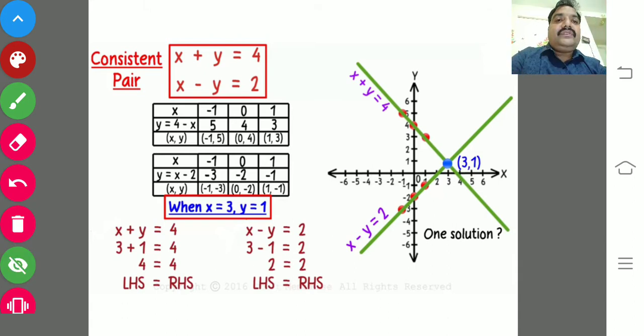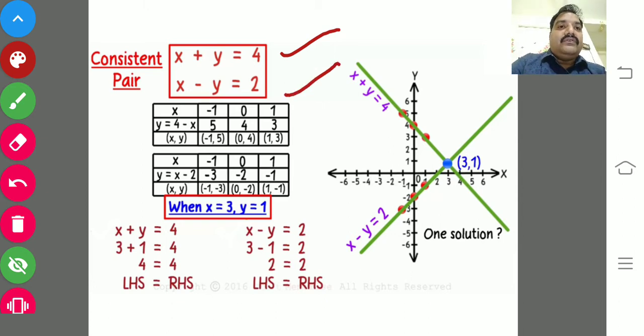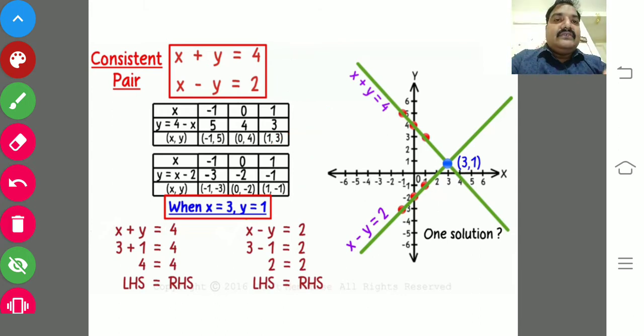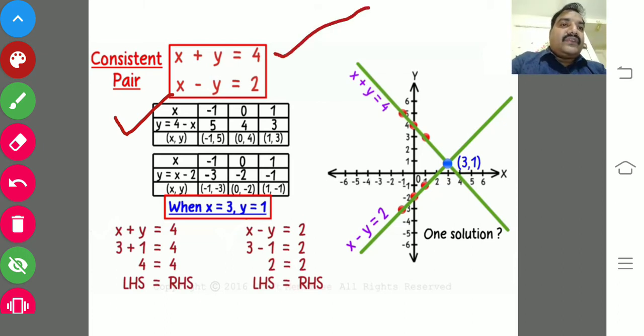So you just see that here, x plus y equal to 4, x minus y equal to 2. Here these are the ordered pairs. First you concentrate only on this box, y equal to 4 minus x. That means x plus y equal to 4. What is the first ordered pair? Minus 1, 5. Where is the minus 1, 5? We have already discussed it in the basic problem. So minus 1, 5 is this.